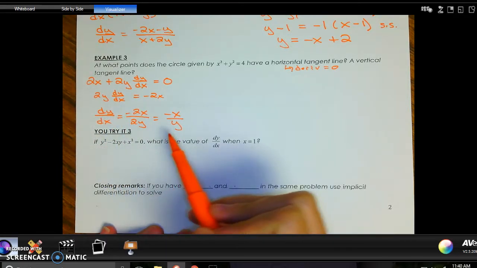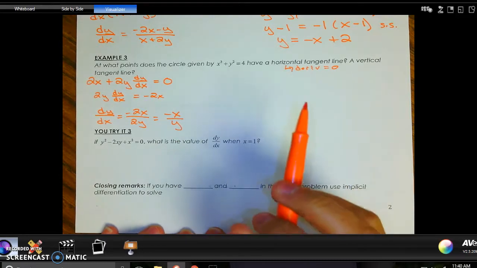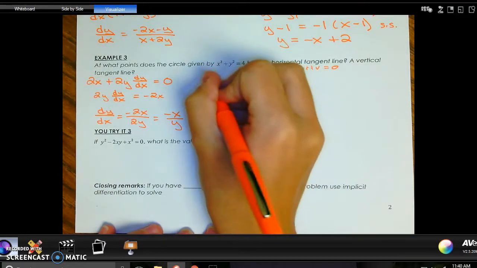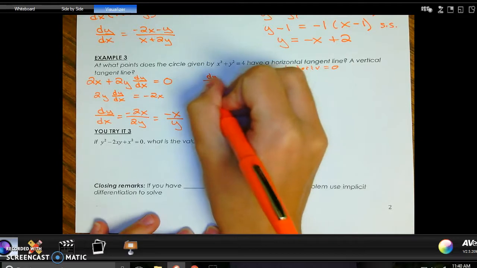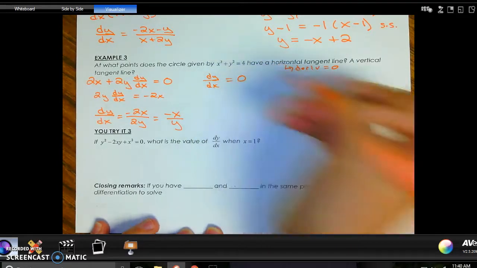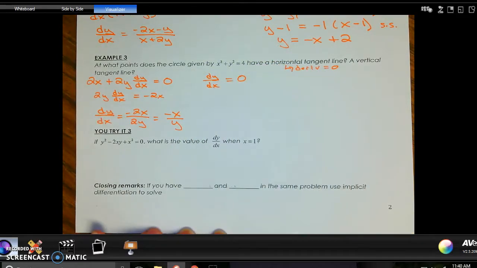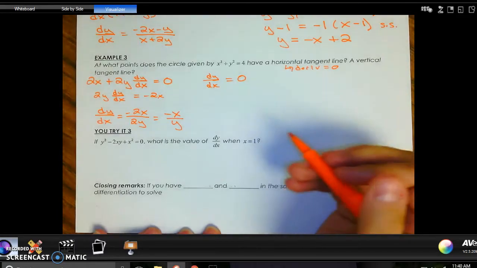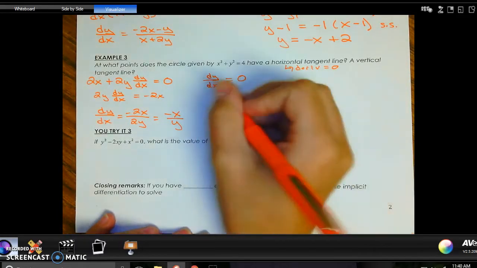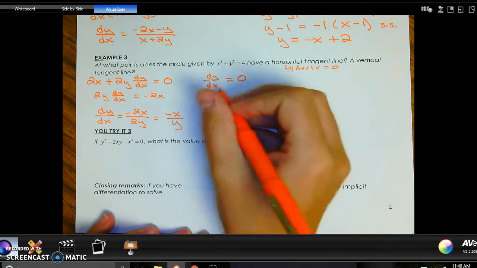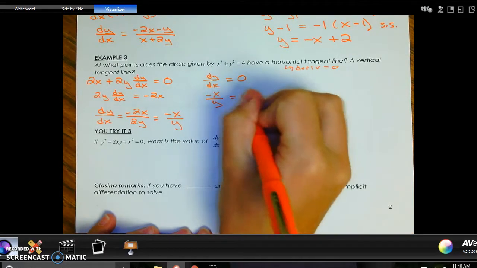So I took the derivative and now I need to set that derivative equal to 0. I even like to write that down, dy/dx equals 0, because sometimes on the AP exam, just stating that would actually get you a point, even if you messed up solving it. So now I have negative x over y equals 0.